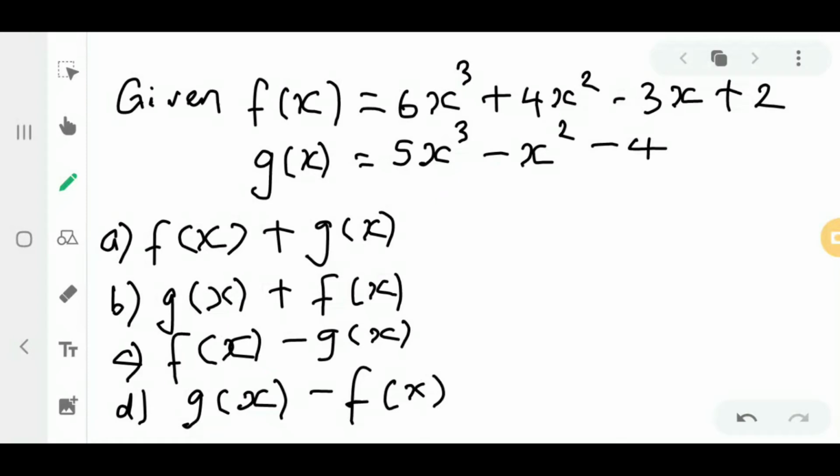And we're told to find f of x plus g of x, f of x minus g of x, and g of x minus f of x. So the first one we're doing is f of x plus g of x.